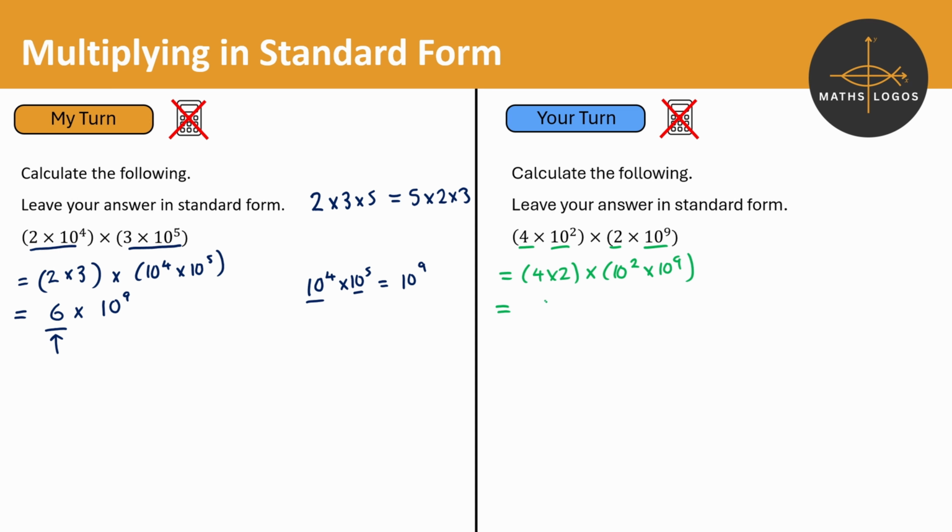4 multiplied by 2 gives us 8. That number is less than 10, so I know I don't have to do anything to that to make it into standard form. And then I'm going to go ahead and collect my powers of 10 together by adding 2 and 9 together to give me 11. That number is in standard form.